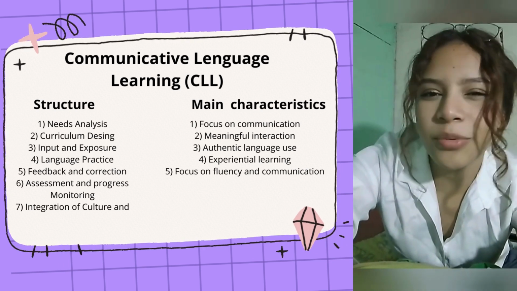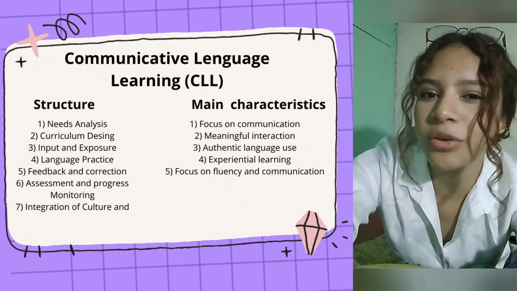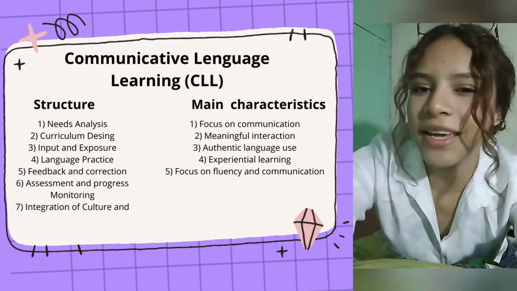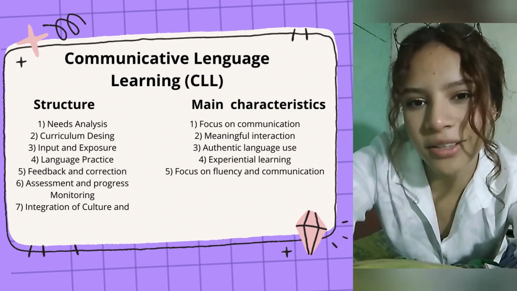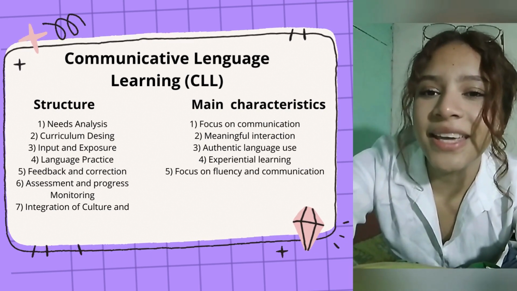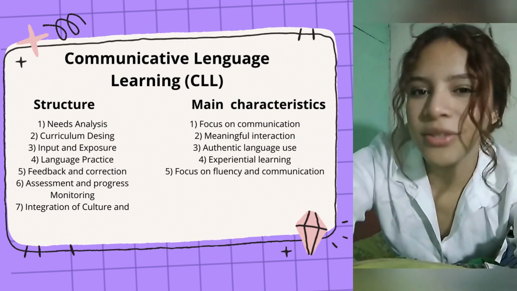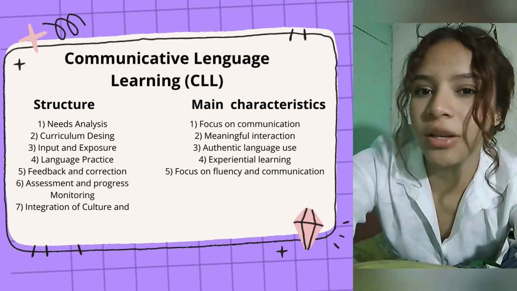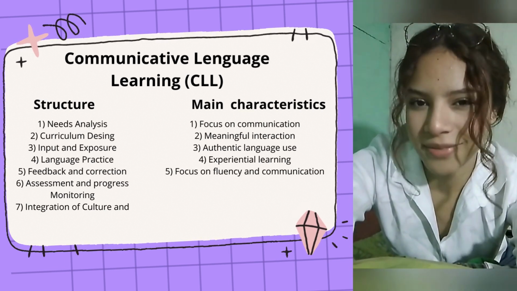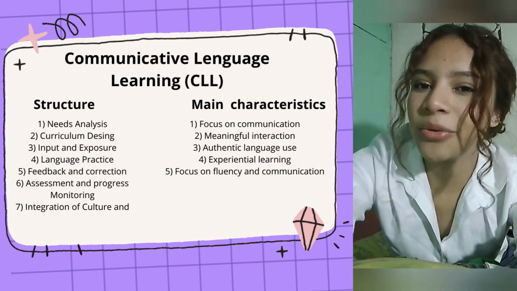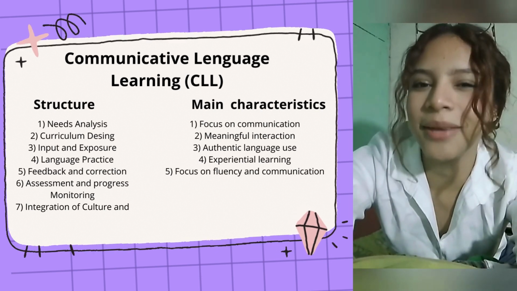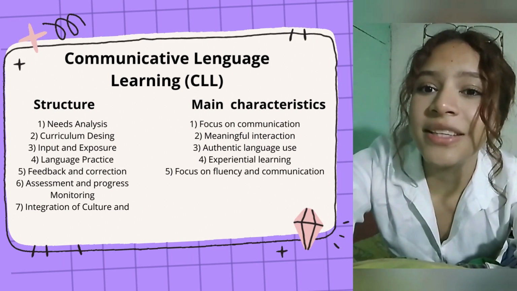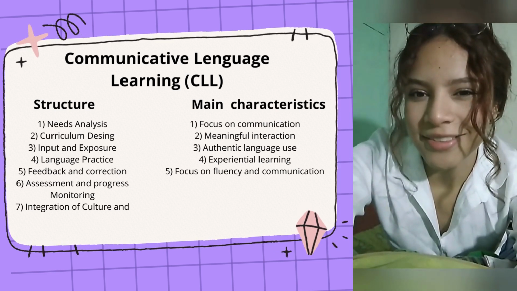The communicative language learning method is structured around the fundamental principle of effective communication in a second language, and its components are: 1. Needs analysis and goal setting. 2. Curriculum design. 3. Inputs and exposure. 4. Language practice. 5. Feedback and correction. 6. Assessments and progress monitoring. 7. And the last one, interaction of culture and context.